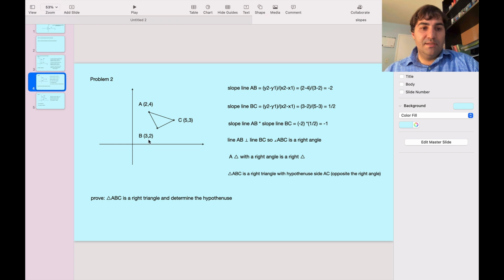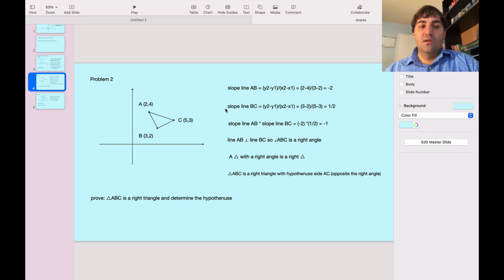Okay, so let's take a look. So we have this Cartesian coordinate system. We have triangle ABC, and we're given the coordinates right here. And so I didn't actually put down, well, this is the x-axis and this is the y-axis right over here. So we want to prove that triangle ABC is a right triangle, and we want to determine which of these sides is going to be the hypotenuse.